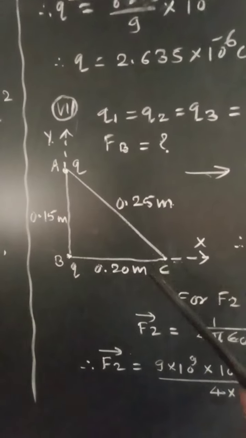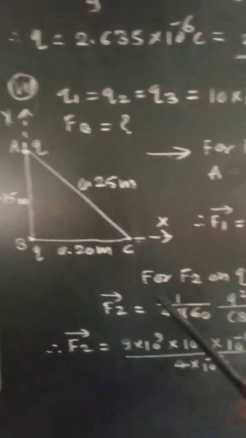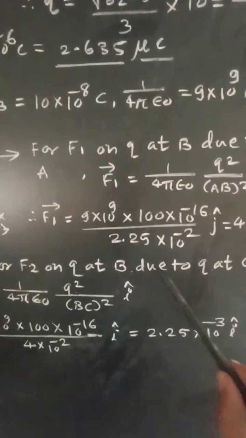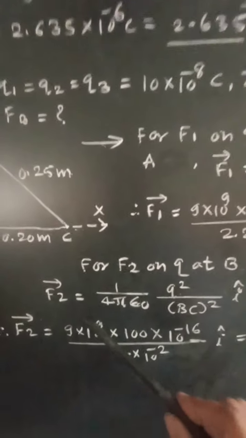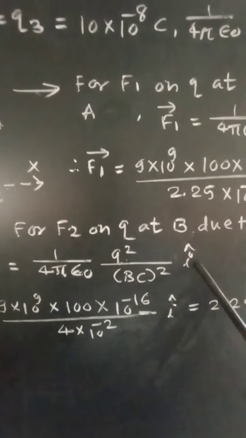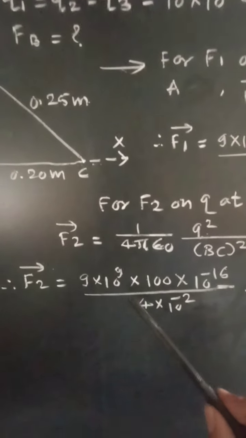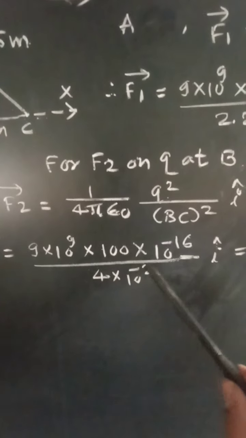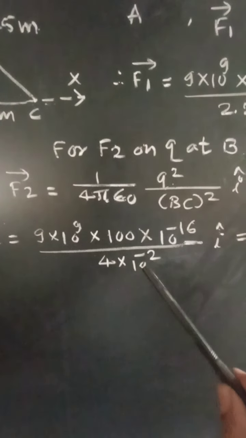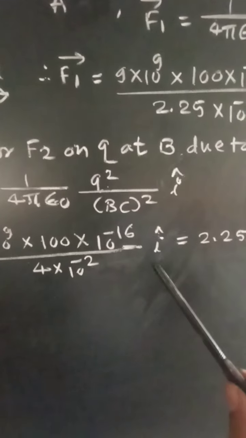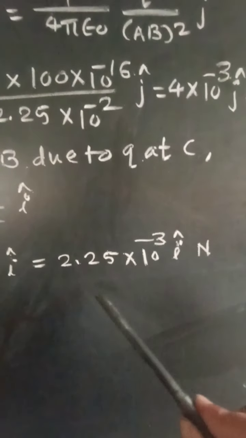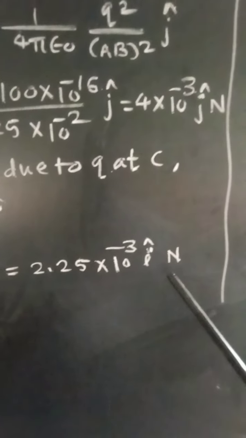Similarly, the force acting due to the charge at C on this charge at B we can calculate. Let that force be F2, and therefore F2 on Q at B due to Q at C will be given as F2 is equal to 1 upon 4 pi epsilon 0 Q square upon BC square I cap, and therefore we can write F2 is equal to 9 into 10 raised to 9 into 100 into 10 raised to minus 16 upon 4 into 10 raised to minus 2, that is BC square, into I cap, which comes out to be 2.25 into 10 raised to minus 3 I cap Newton.